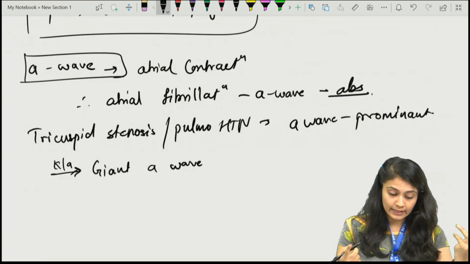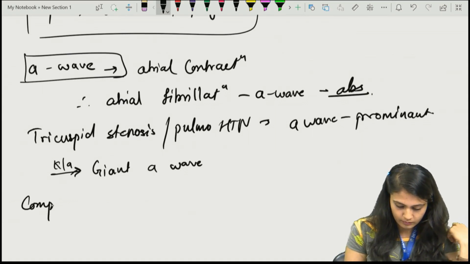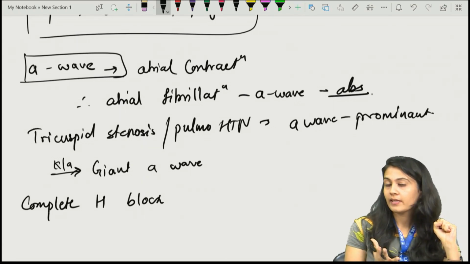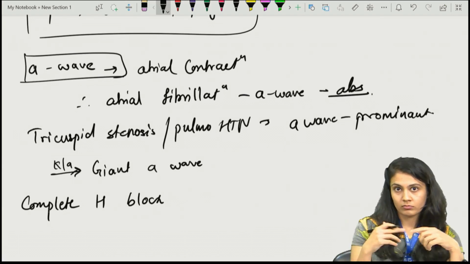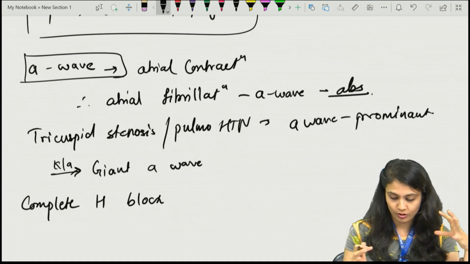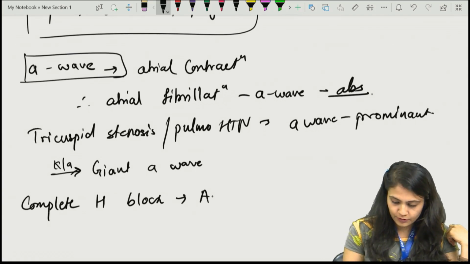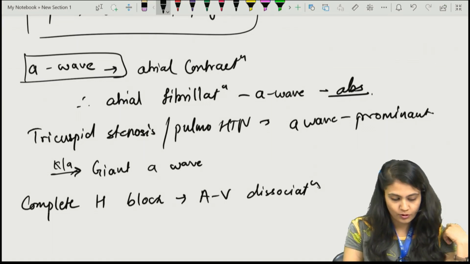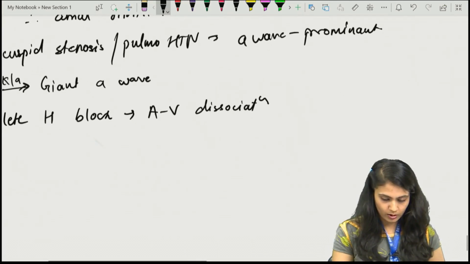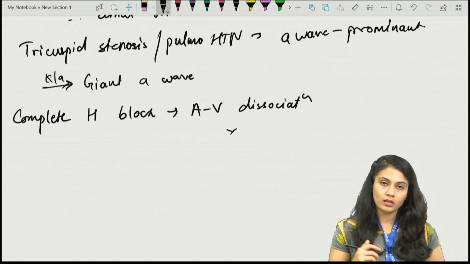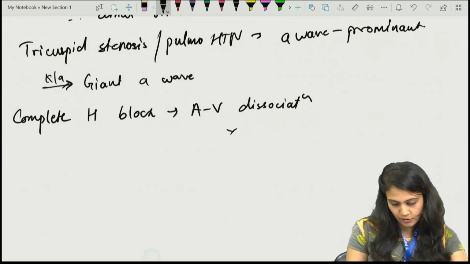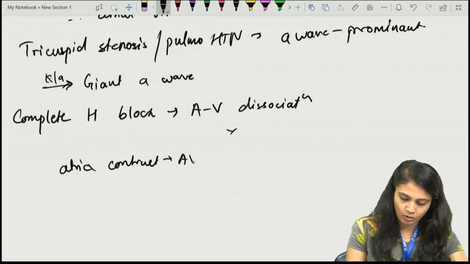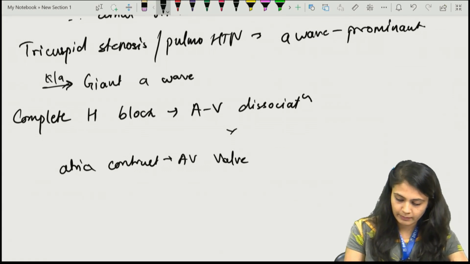Giant A wave in complete heart block. What will happen in complete heart block? When the atria contract, the ventricles are relaxing, the tricuspid valve is not open, so there is AV dissociation, atrioventricular dissociation. What will it lead to? Once the atrioventricular dissociation is there, the atria contract, but the AV valve remains closed.